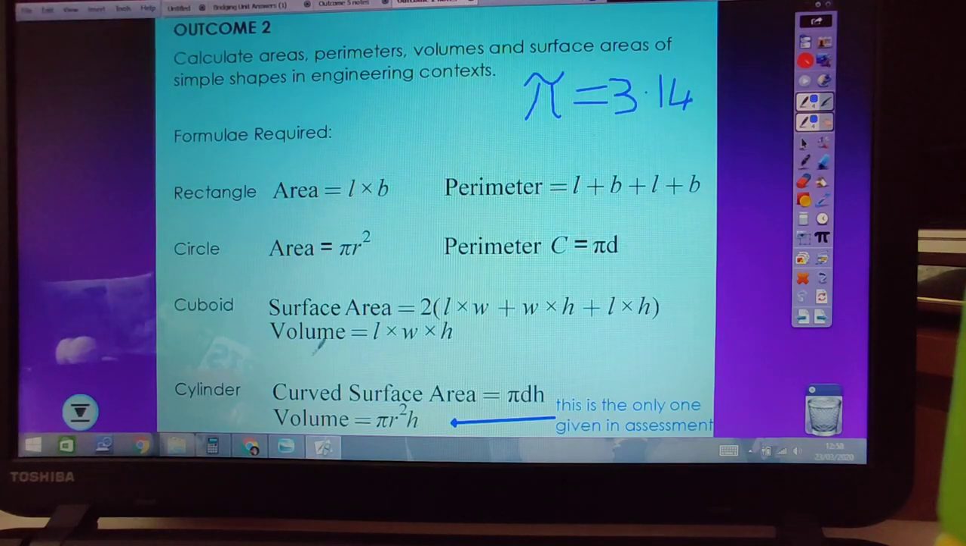We also have to work out the surface area of a cuboid. That'll be explained further on. There's your formula. You probably know the volume of a cuboid, a box, is length times width times height. And for a cylinder, you may know the volume is pi r squared h. That's the only one given to you in the assessment. We also have to know the curved surface area. It's another one I'll explain later on.